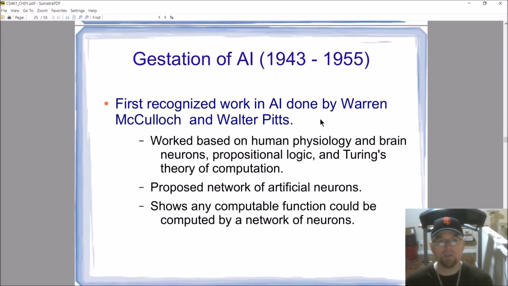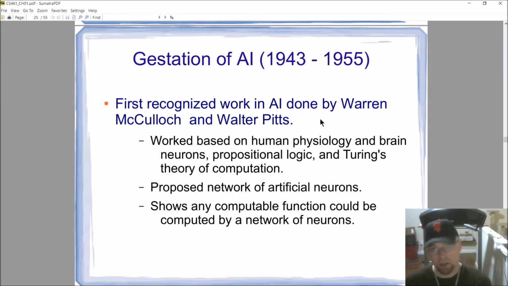So, gestation of AI, 1943 through 1955. Essentially, the first work related to AI that was recognized as AI was done during this period, right? There's a couple of guys, Warren McCulloch and Walter Pitts, and they tried to do some research related to human physiology and neurons in the brain. They also utilized propositional logic, which we're going to study, and they based their work off of Turing's theory of computation. So they were the first ones to try to tie a lot of these elements together to produce stuff generally referred to as AI.